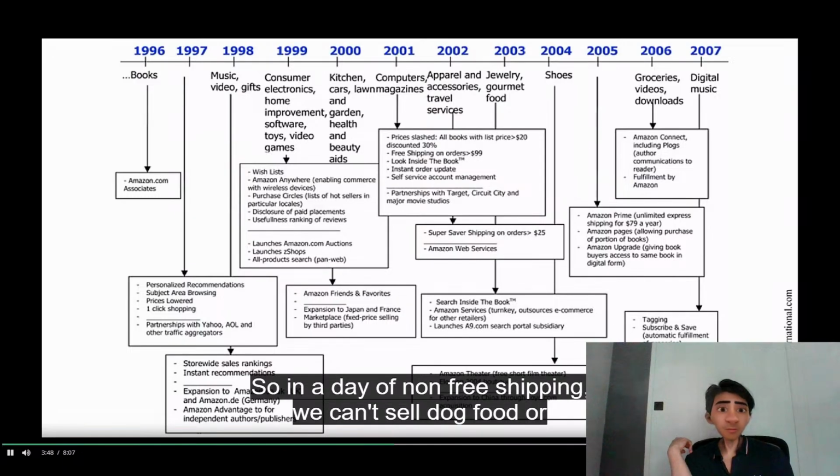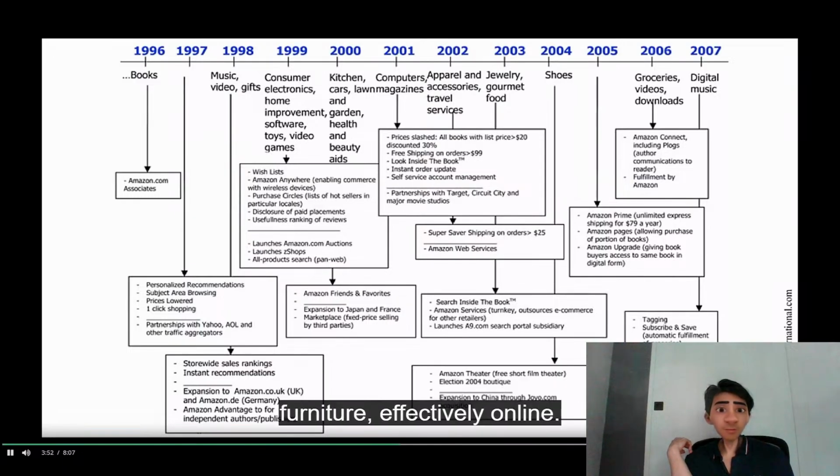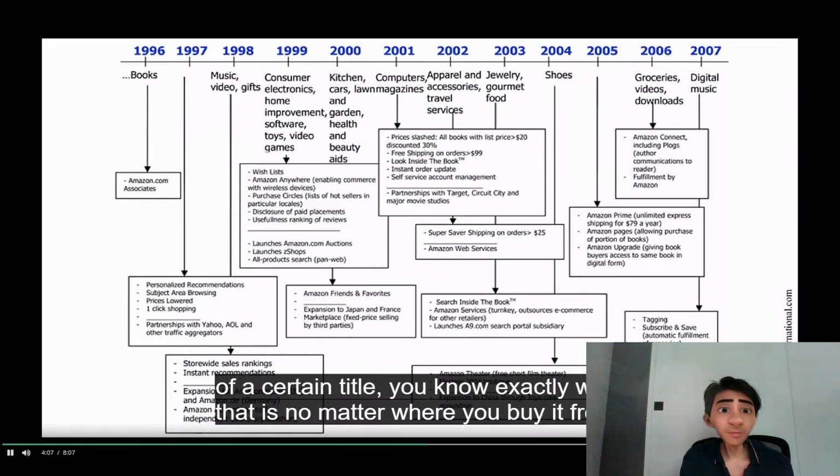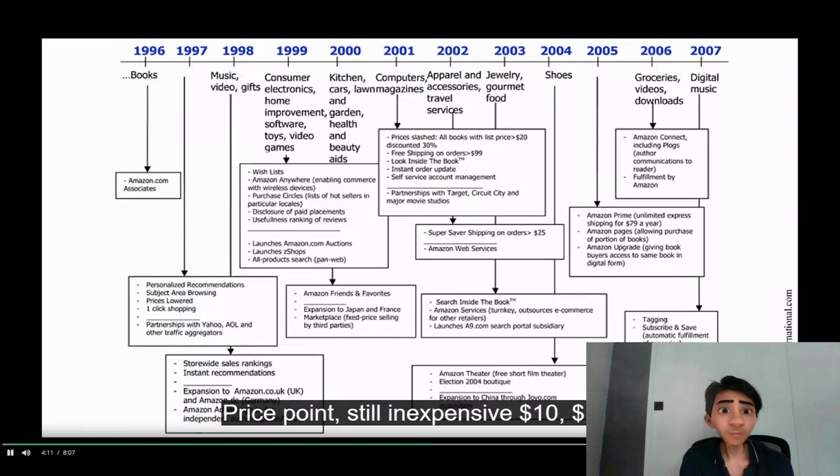So in a day of non-free shipping, we can't sell dog food or furniture effectively online, but we can sell books. And as we have success with that, we can go into music. And if you buy a CD in 1998 of a certain artist, of a certain title, you know exactly what that is no matter where you buy it from. Price point, still inexpensive, $10, $15, shipping, very cheap. Made a lot of sense.